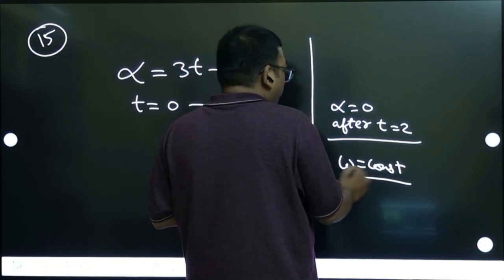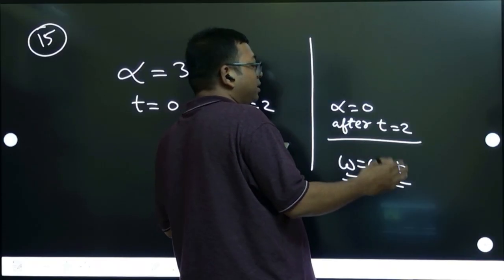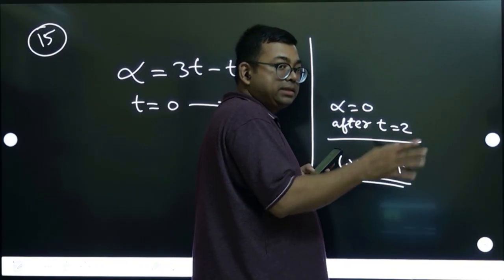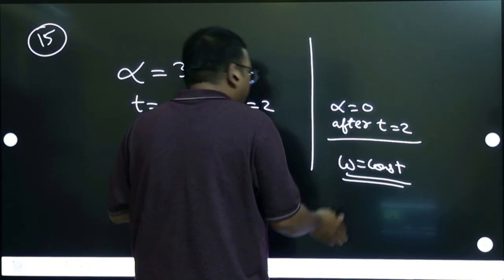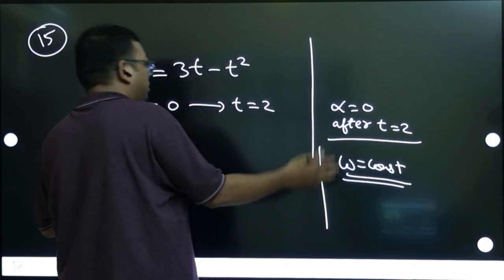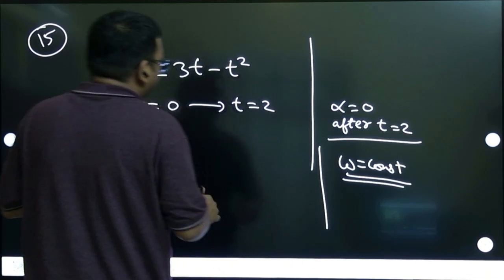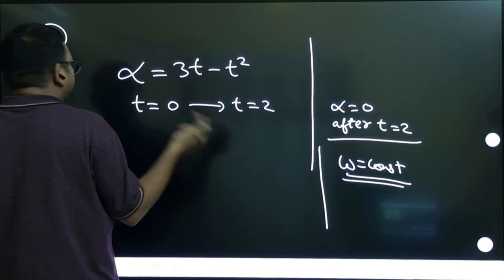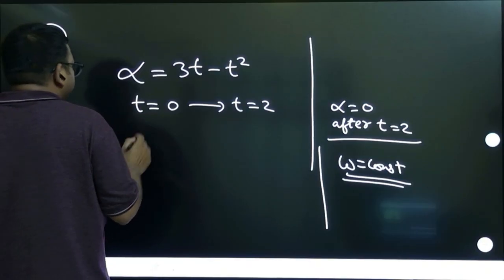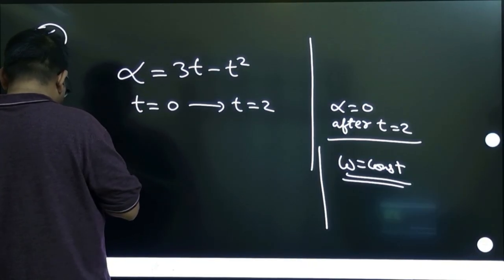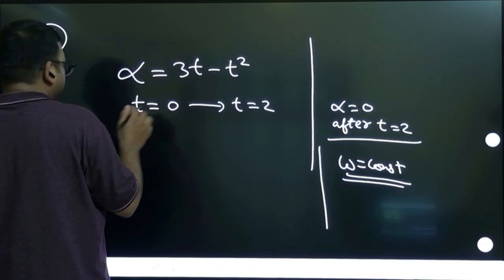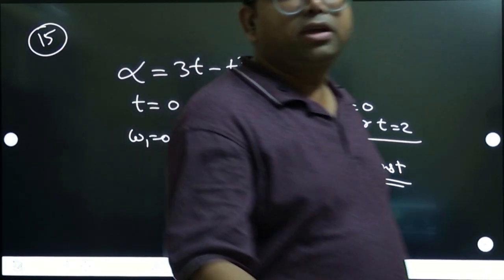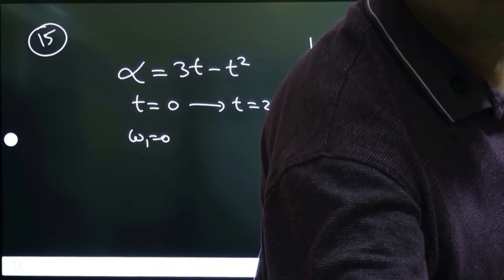So whatever omega is there after 2 seconds, that is the same omega at 3 seconds, 5 seconds, 8 seconds, 9 seconds, 6 seconds. So if you can calculate omega here, that will be the same omega afterwards. But omega is changing in 0 to 2 seconds, that we need to calculate. So the basic idea is simple, and is it starting from rest or not? Yes, omega 1 is 0, it is starting from rest.